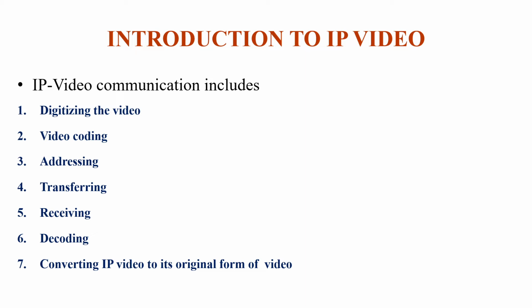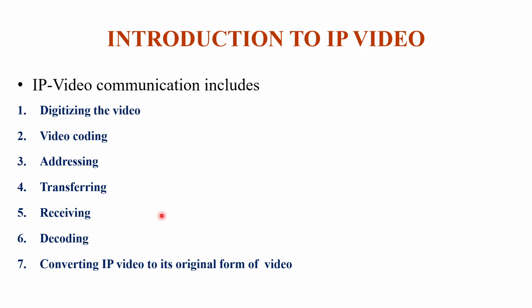Now, what does IP video communication include? If you see here, the first thing you do with your normal video, which is nothing but the analog video, is digitizing the video. The same processes will be there: you sample, you quantize, you encode. Next is video coding. You code that video, then addressing will be done, then transferring, receiving, and decoding.